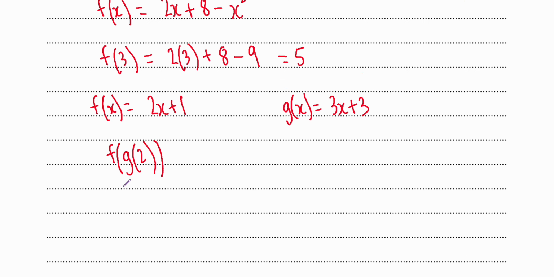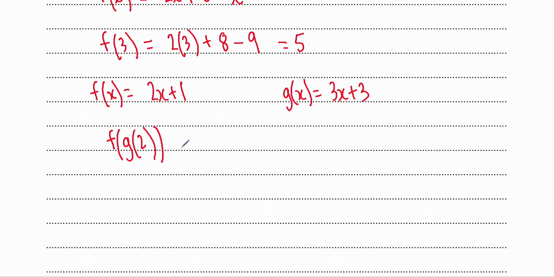So when you're writing fg of 2, this is very different from gf of 2. They are not equal, because g of f of 2 would mean you put 2 in f first. You get 2 times 2, 4, plus 1, 5. Then you put that output into g, and you do 3 times 5, 15, plus 3, which is 18. So gf of 2 would give you 18. You put 2 into f first.